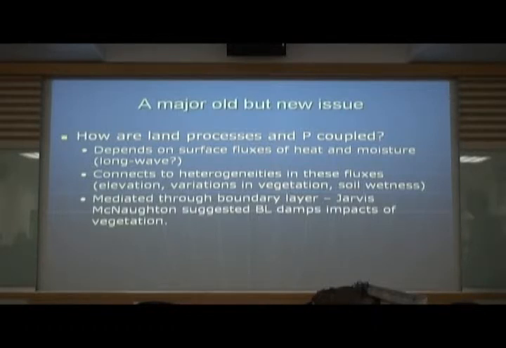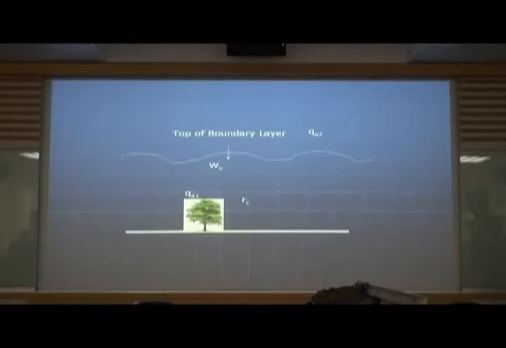The issue is, as I mentioned, how our land model processes and precipitation are coupled. These depend on a lot of things involving fluxes and local heterogeneities, elevations, variations of vegetation, soil wetness. So a whole bunch of things are involved. And the major concept is the boundary layer, the dry and moist convection coming out of the boundary layer.